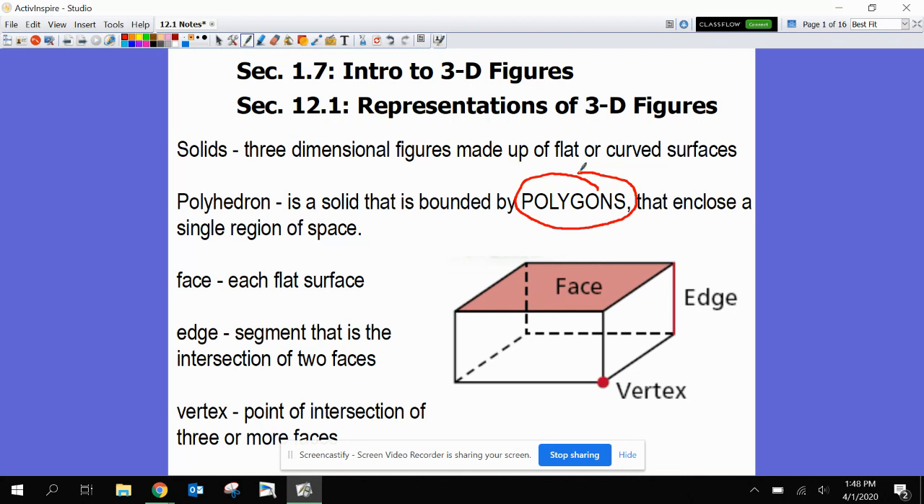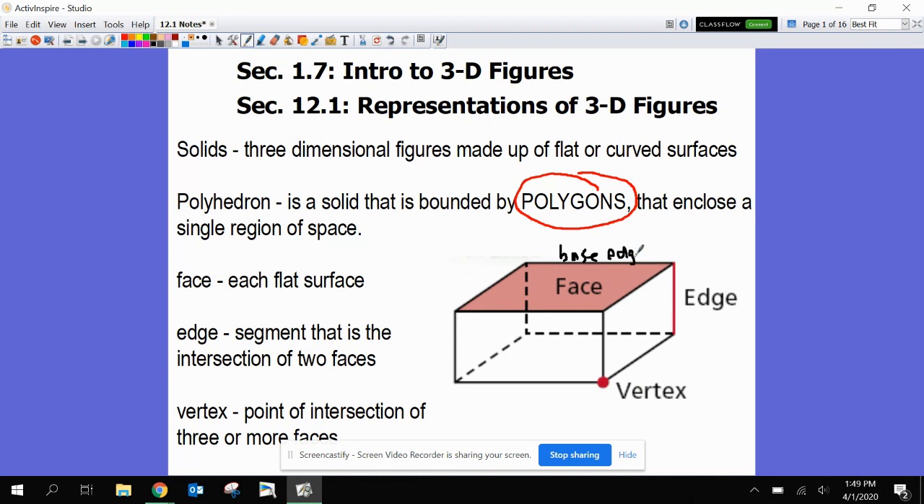Now, there's some other terms that you need to know: a face, edge, and a vertex. But I want to go a little bit deeper with each of these terms here. An edge. An edge is a segment. It's a line segment that is the intersection of two faces. Now, this top face up here that's colored, this is what we're going to call one of the bases. And so this little line segment right here is an edge. It's correct. It's calling it edge, but it's more specifically called a base edge.